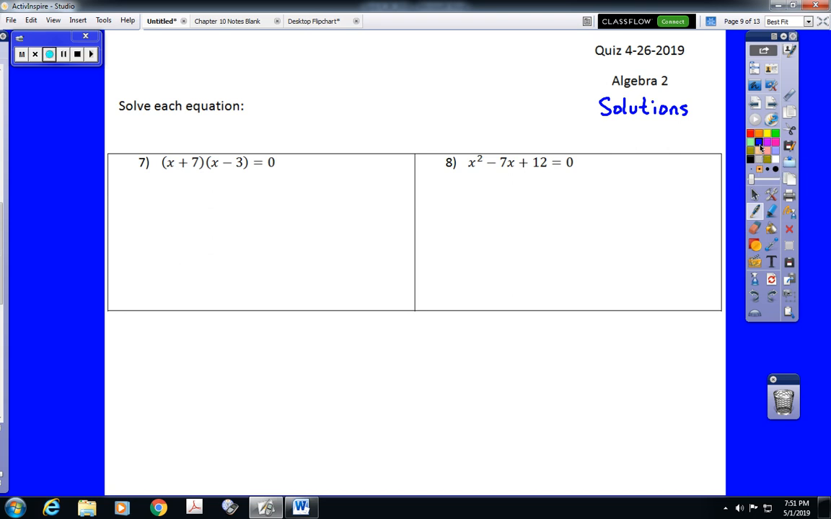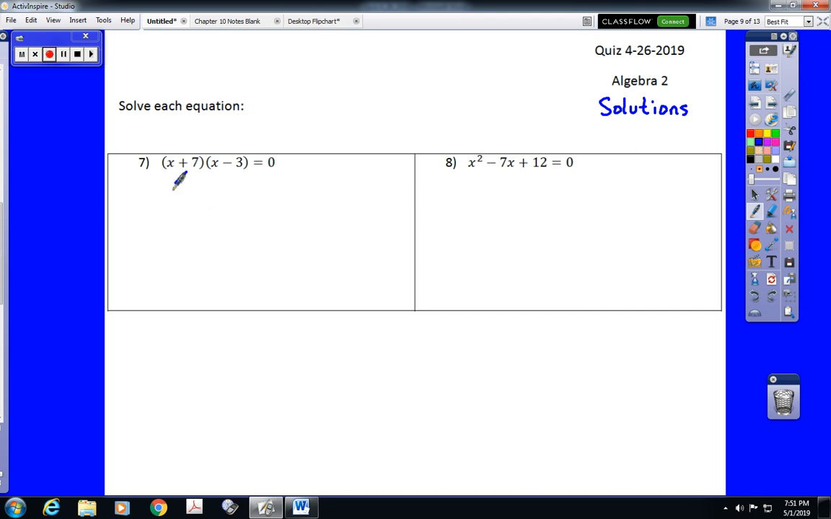Once you've done that, you'll be given the opportunity to earn back your points after a little bit more practice. So section 2 here is dealing with solving by factoring. Number 7 is already factored for us.